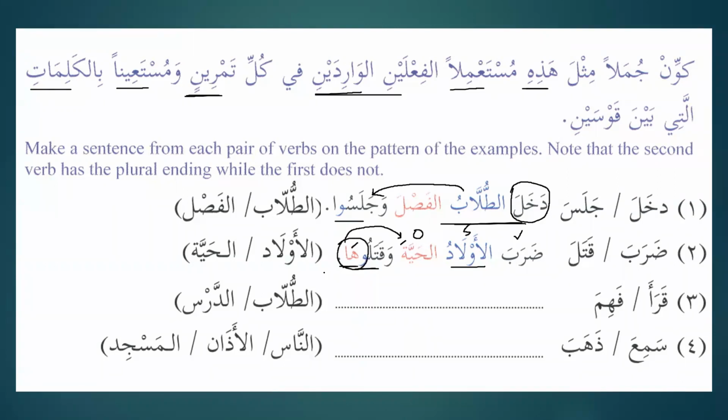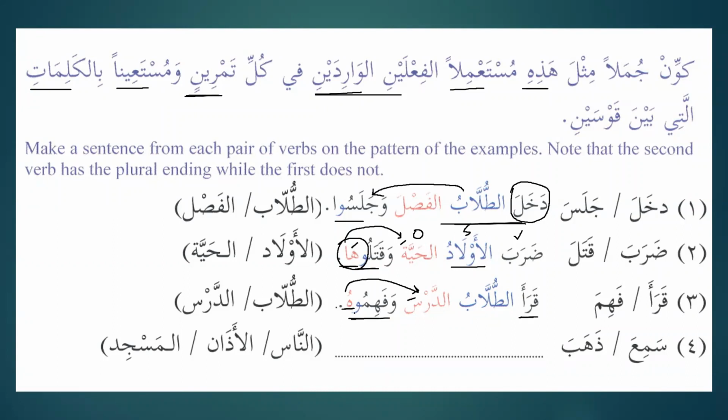The next one will be قرأ الطلاب الدرس وفهموه. قرأ الطلاب الدرس, the students read the lesson. وفهموه, and they understood it. And the pronoun refers to the lesson. So here we have a verbal sentence that starts with قرأ, verb, subject, object, and فهموا, subject, verb, and the pronoun will be the object.